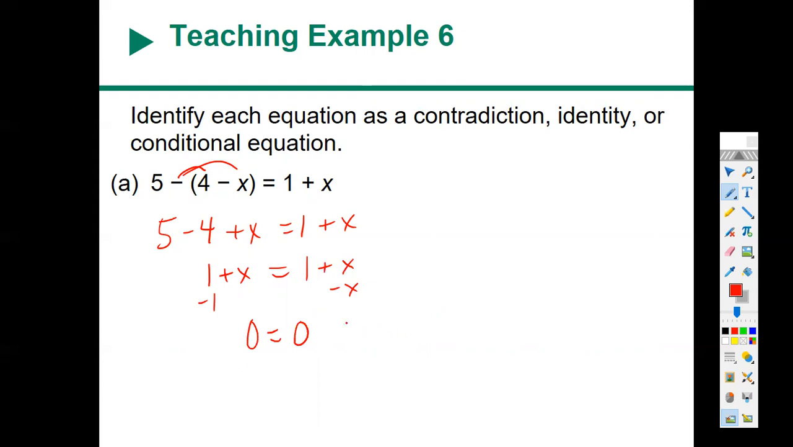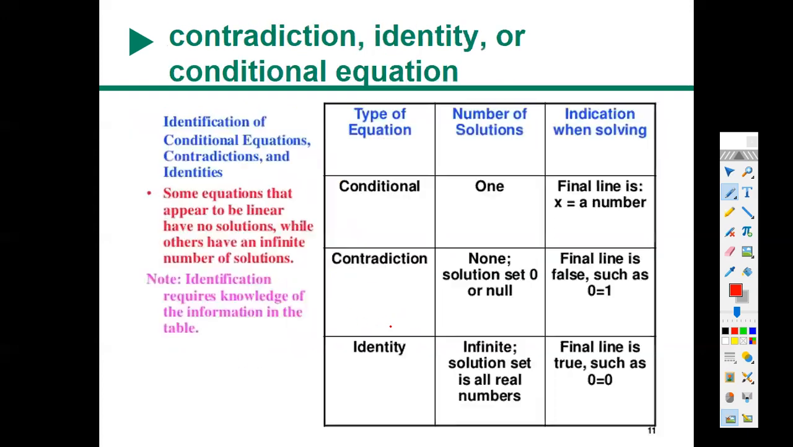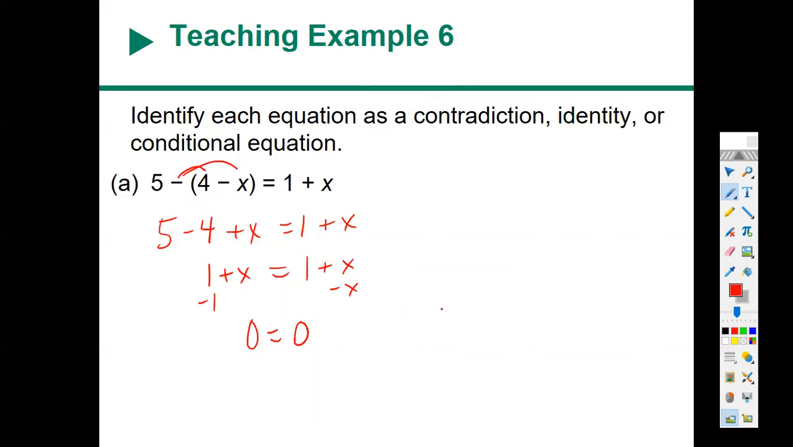What does that mean again? Contradiction is the one where it's not true. So contradiction is it's false. It makes a false statement. Conditional means it's x equals a number. Identity means when you come down to it, it becomes 0 equals 0. So do we see why it's an identity now? All in agreement? Identity.